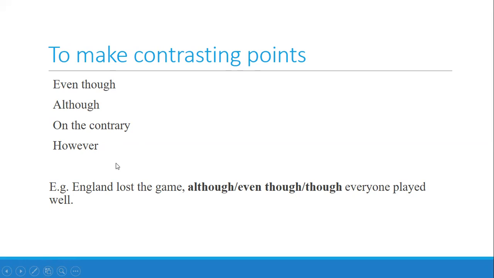කියන අදහස එනවා. Right? England lost the game. Look at this example. England lost the game, although, even though everyone played well. Right? So England lost the game and played well. Those are contrasting points. Right? So those are indicated by using these words.